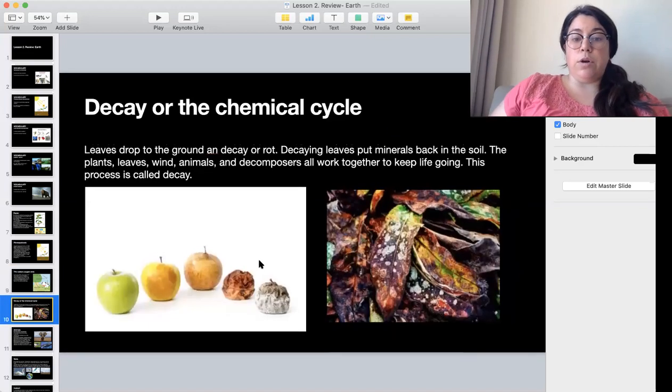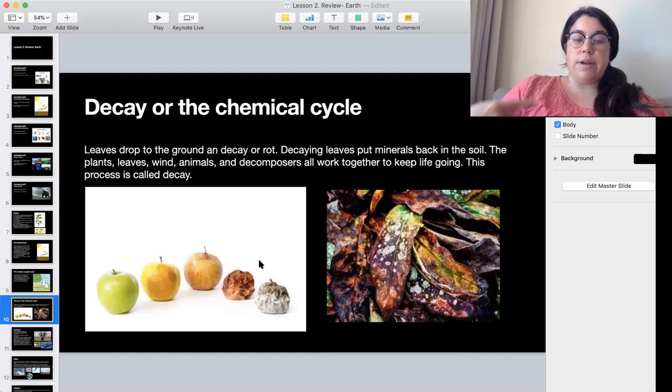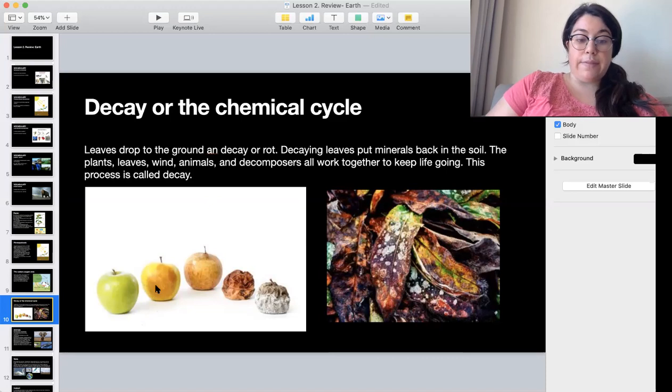And then we have something called decay or the chemical cycle. Again, it's a fancy word for saying that we depend on each other and there's a cycle. In the soil, there are important minerals for living, and plants take those minerals when they make fruit, for example. When we eat the fruit, we have those minerals too inside our body. But when animals die, when plants rot and decay, they return those minerals back into the soil. As you can see in this picture, you see the apple all fresh, and then it starts to decay, and then it goes back to the ground.